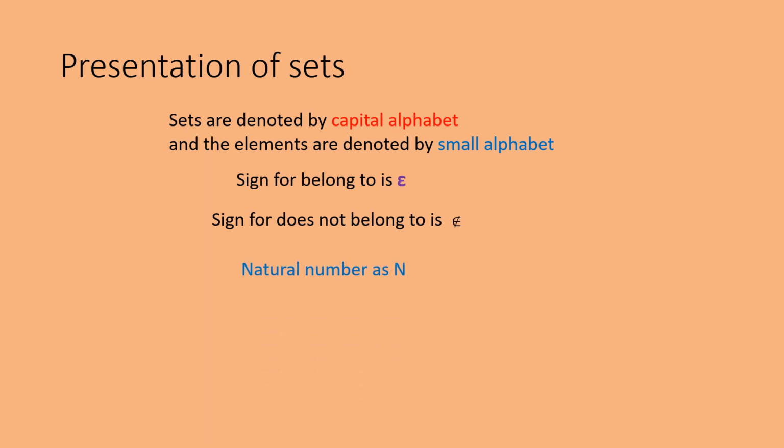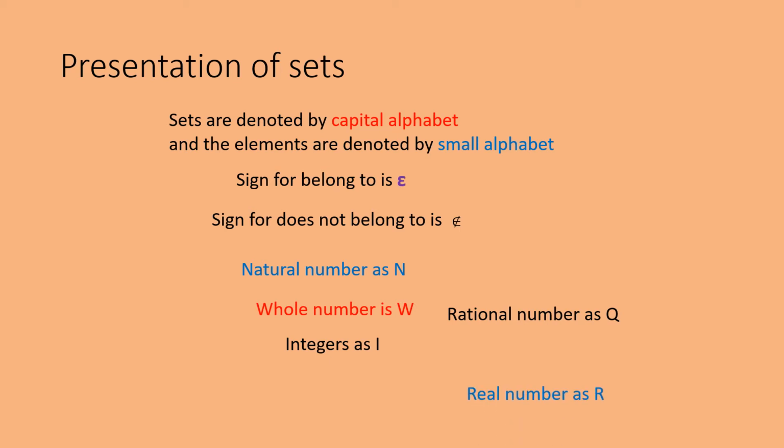As you have seen, natural number we indicate by capital N, whole number we indicate by W, integers we indicate by I, the rational number we indicate by Q, and the real number we indicate by R. As you know, your natural number is contained inside the whole number. So we can say that natural number belongs to whole number. But can we say whole number belongs to natural number? No. Why? Because the whole number has one element more than the natural number.